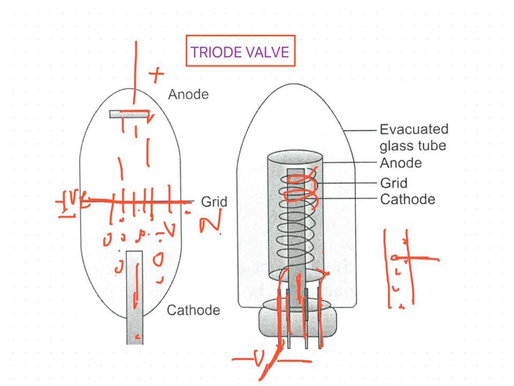It is not used as a rectifier, but it rectifies the current which is passed through it. And because it regulates the flow of electrons, it can be used as a switch also. So these are the uses of the triode valve.